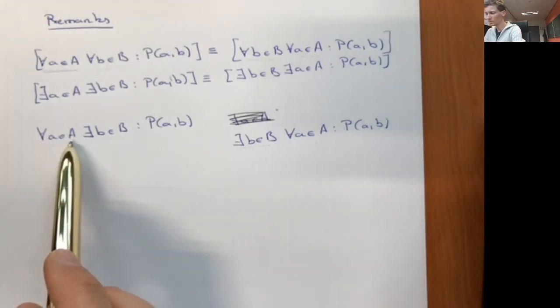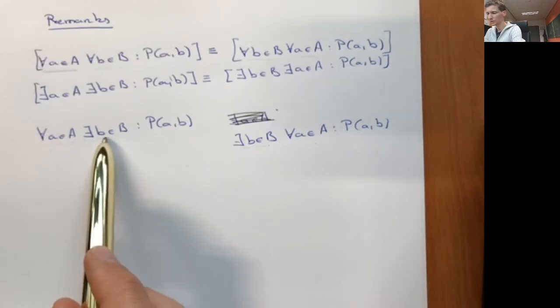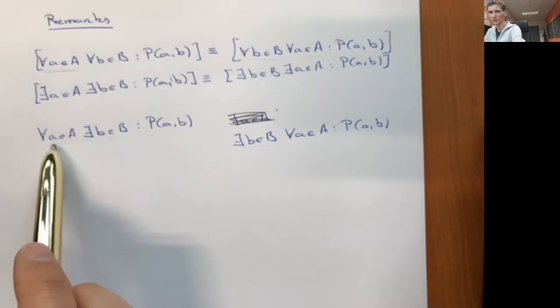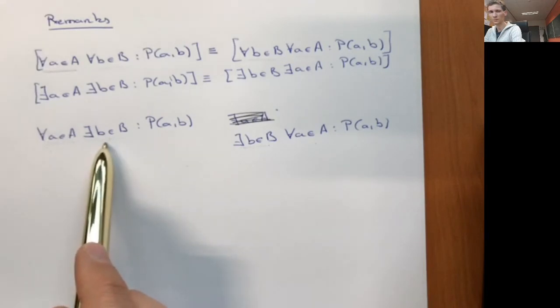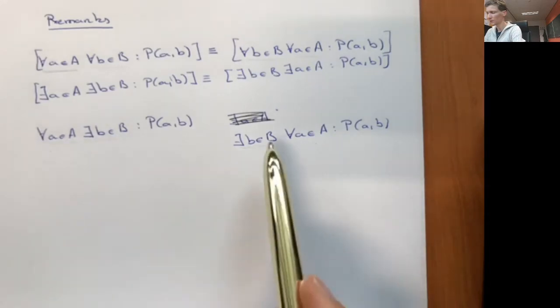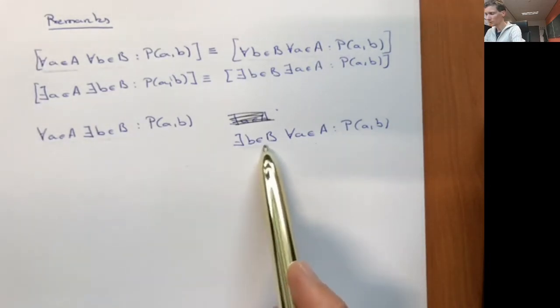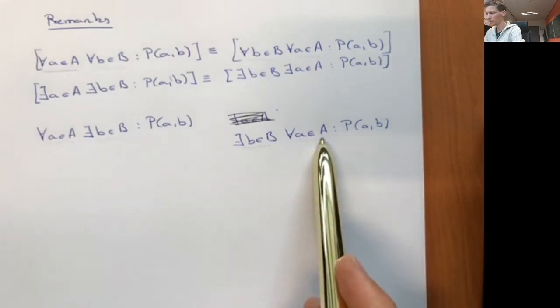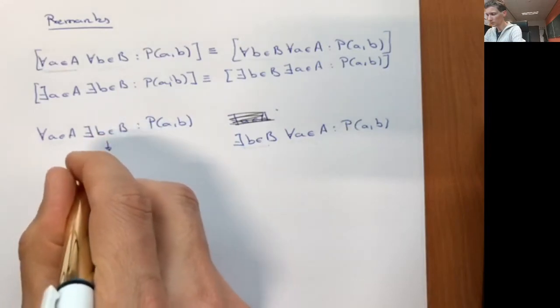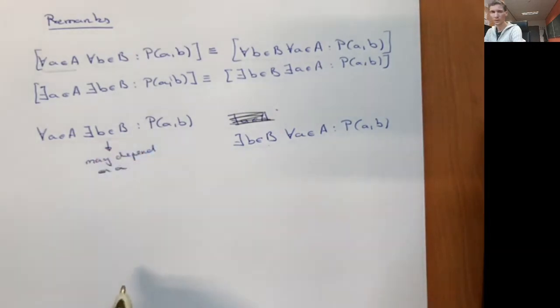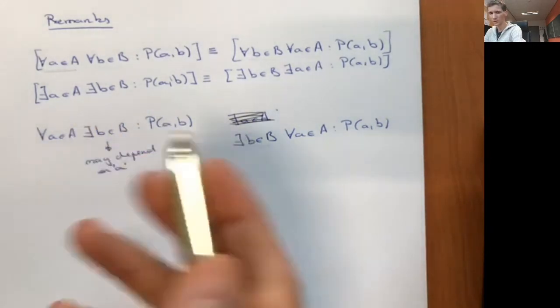So here you have that for all a, there exists a b such that this formula is true. So in this case the b may depend on the a, right? So for different a's, for different elements in set A, you can take a different b, right? So the only thing that's required here is that for every a there exists a b. On the right hand side you start with the b, and then for this particular b the P(a,b) has to hold for every a. Okay, so here this b may depend on a, right? So for different a's you can take different b's.